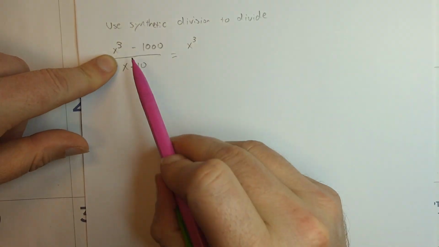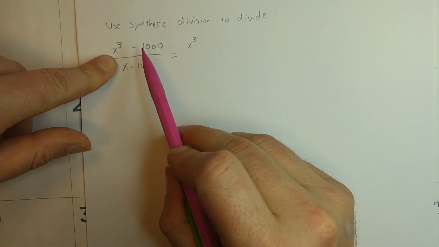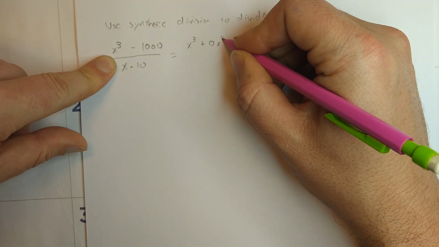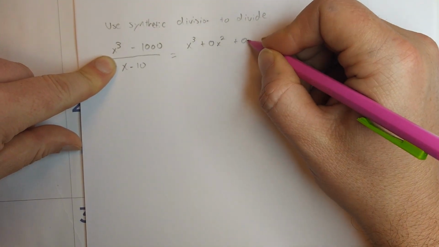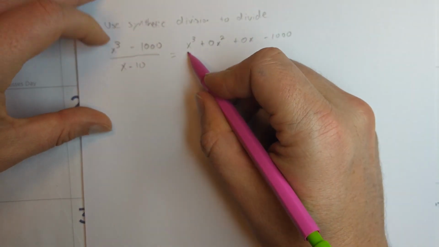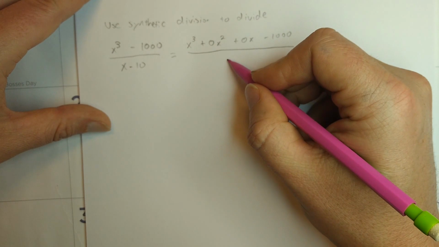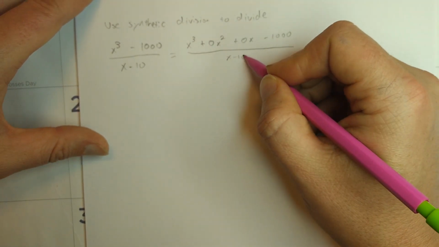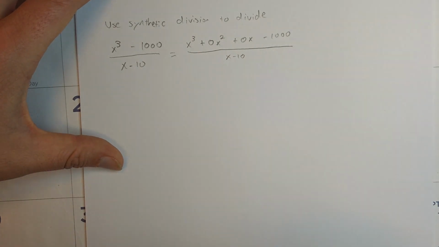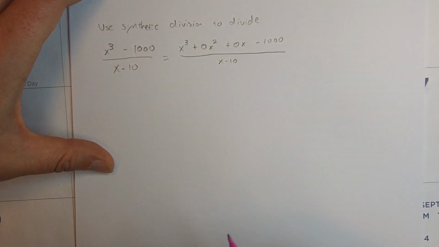So I'm missing x squared and x. So I'm going to add those in as a 0x squared plus 0x minus 1,000. Okay. Once you've got it written like this, synthetic division works just like it works in other examples.